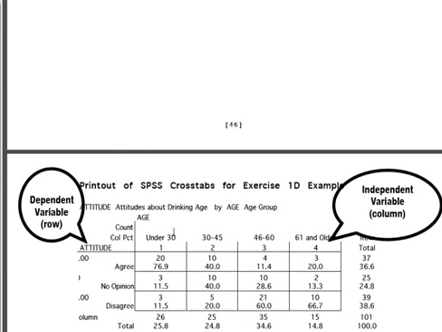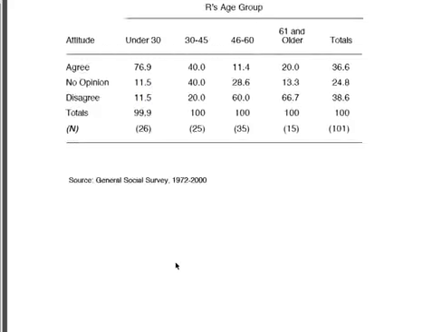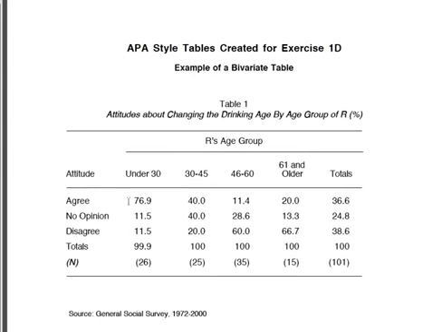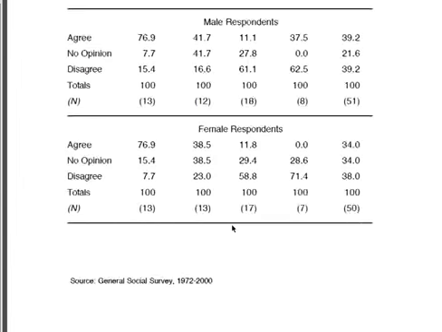Now, let's go back a little bit. Say, for example, for those under 30, 76.9% of the respondents agreed. Let's look in our bivariate table up here. Ta-da! That's where you get 76.9% under 30 agreed. And this is so easy. You just continue on with that based on the rows and the columns, the data that was contained in your SPSS output.